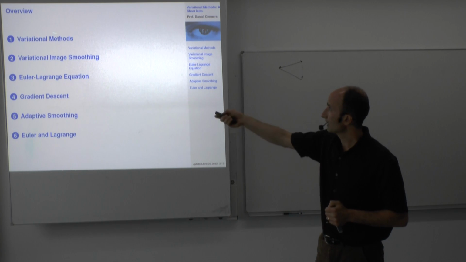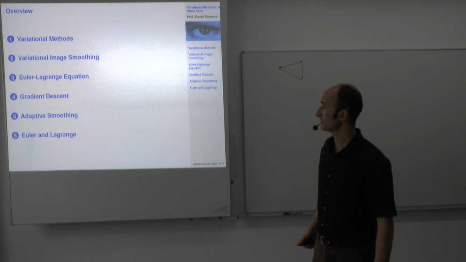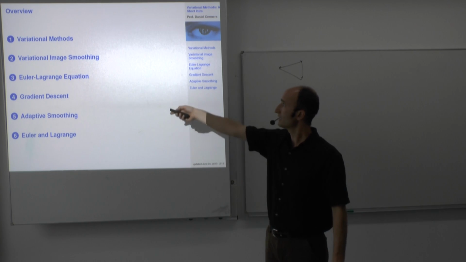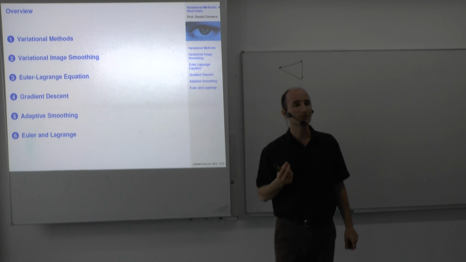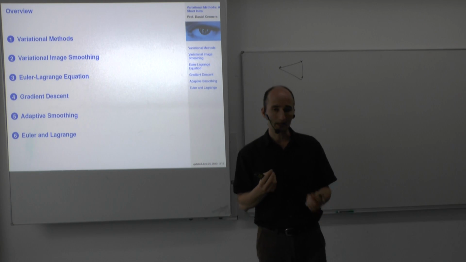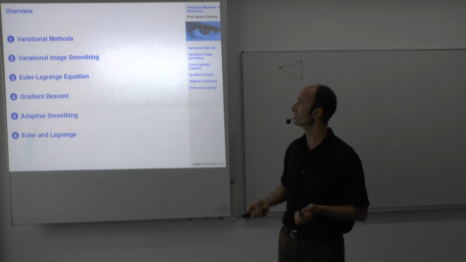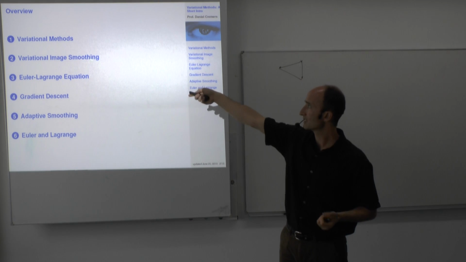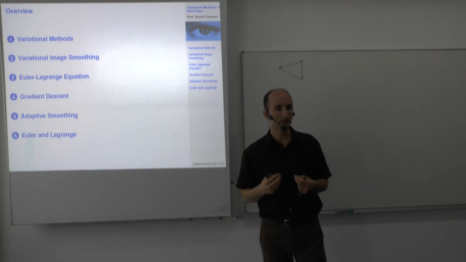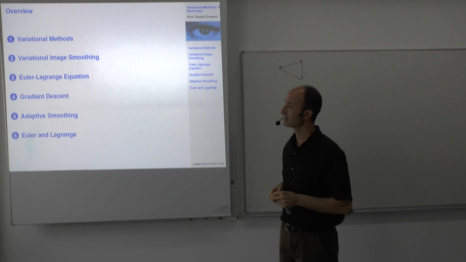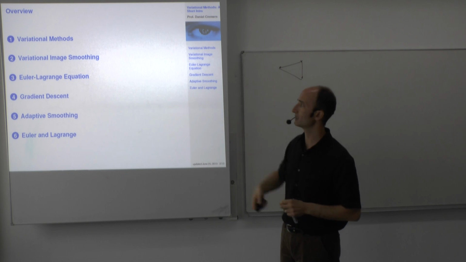In particular, I'll talk a little bit about variational methods, what they are in general, and then what's always useful in this context is to have one specific application, an example of a variational method. And the most intuitive example is the so-called image smoothing or image denoising example, and how to do that in a variational setting.